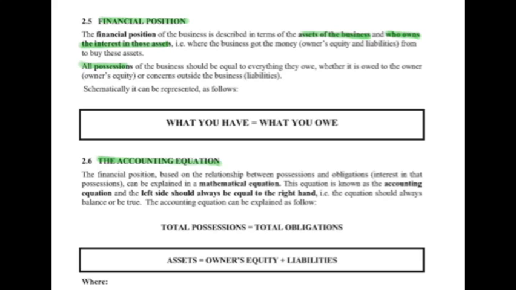So all possessions of the business should be equal to everything they owe, whether it is owed to the owner, and that we call owner's equity, or to concerns outside the business, and that we call liabilities. So schematically, it can be presented as follows. What we have equals what we owe. And normally what we have is known as assets, and what we owe is known as owner's equity plus liabilities.